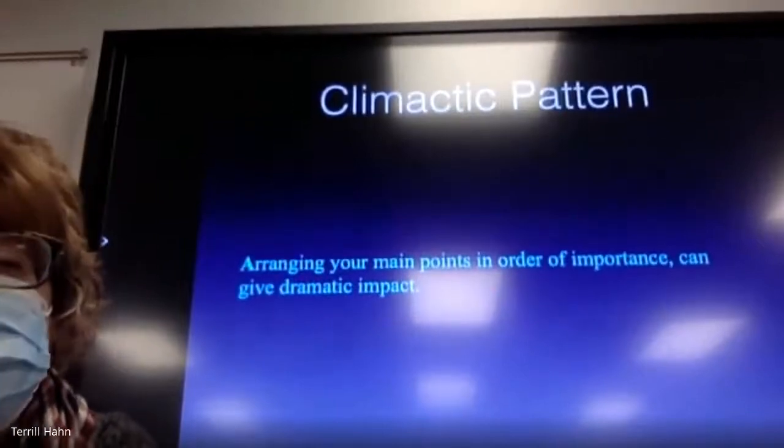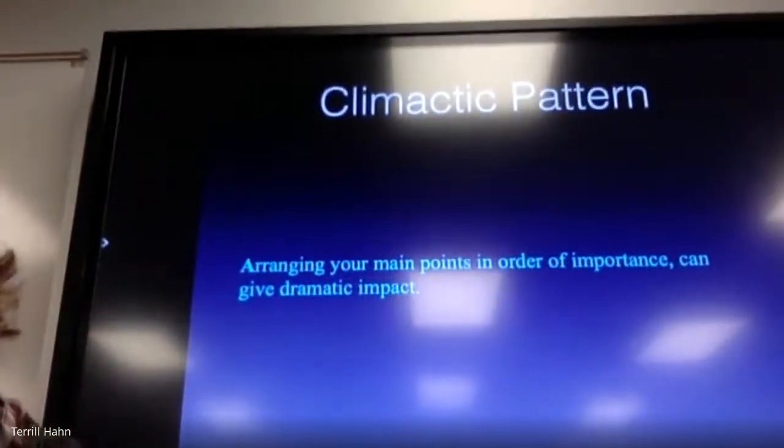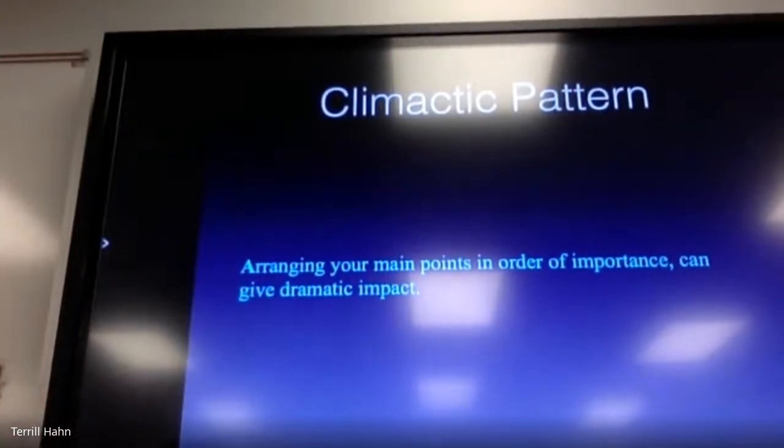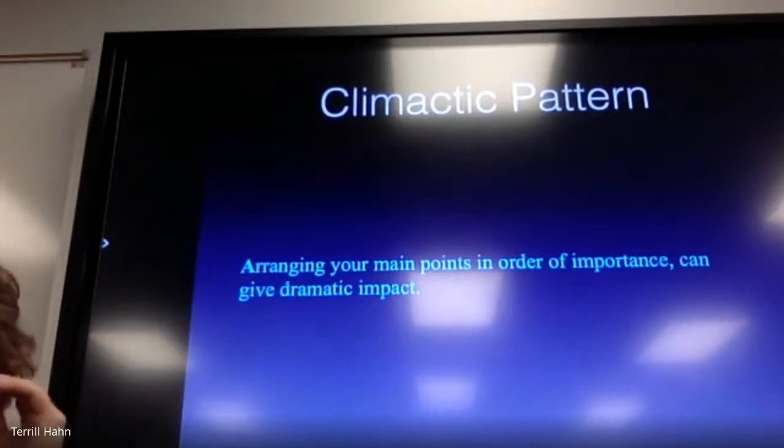Okay, climactic pattern. This is arranging your main points in order of importance. You can give a dramatic effect to it because you're going from the least to the most, typically. Or the weakest to the strongest, or however you want to look at it.